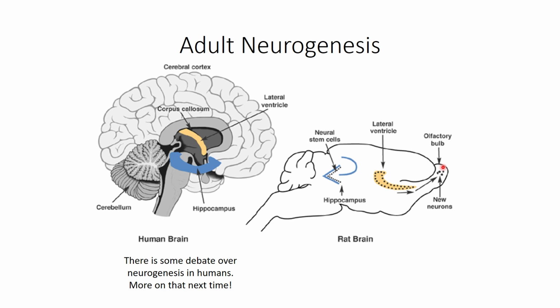So over the next 2 videos, we're going to be talking about adult neurogenesis. The first video is going to be about adult neurogenesis in the hippocampus, and in the second one, we're going to be talking about adult neurogenesis in the olfactory bulb.